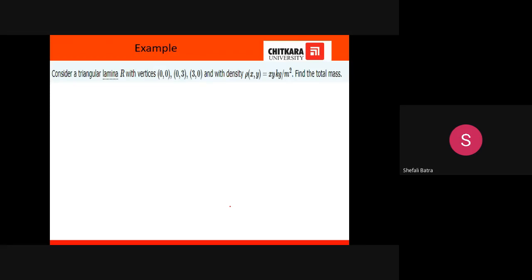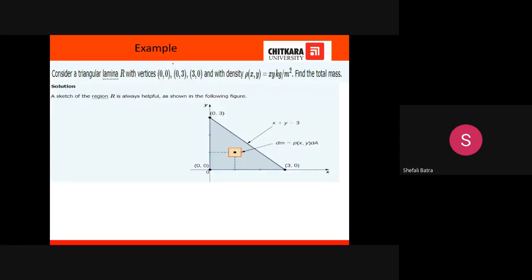So what is the formula for mass? This is a triangle, so it is in 2 dimensions. So the formula would be double integration rho dx dy. Right? This is the formula for mass.